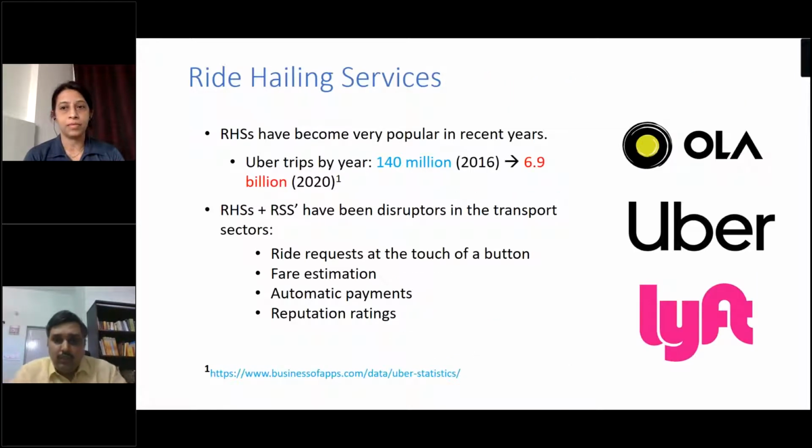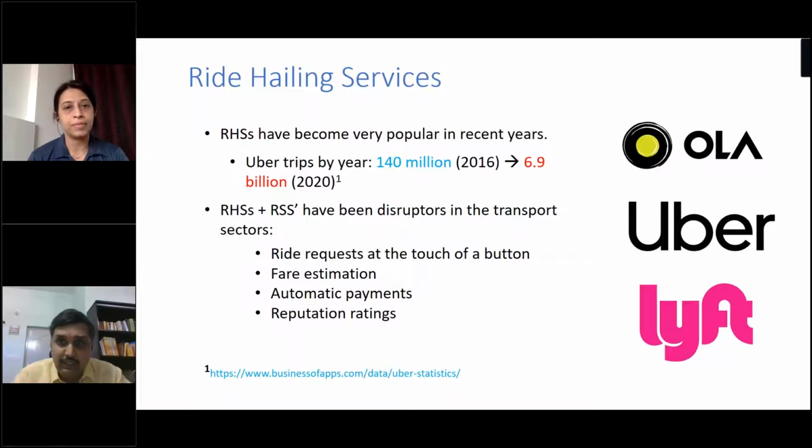We know that ride-hailing services such as Uber, Ola, Lyft have become very popular in recent years, right? And in fact, if we want to quote some statistics, the number of Uber trips has increased from 140 million in 2016 to 6.9 billion in 2020. So that's like an exponential growth.